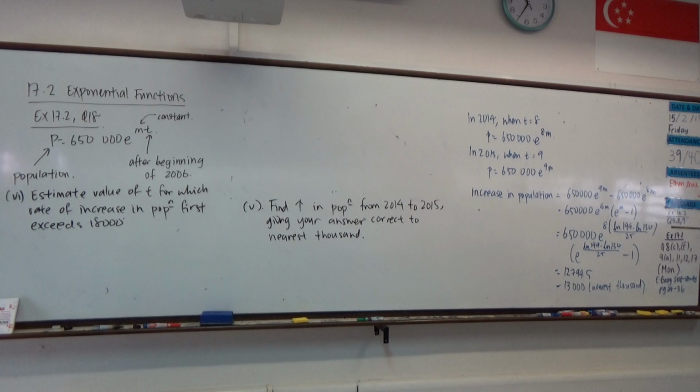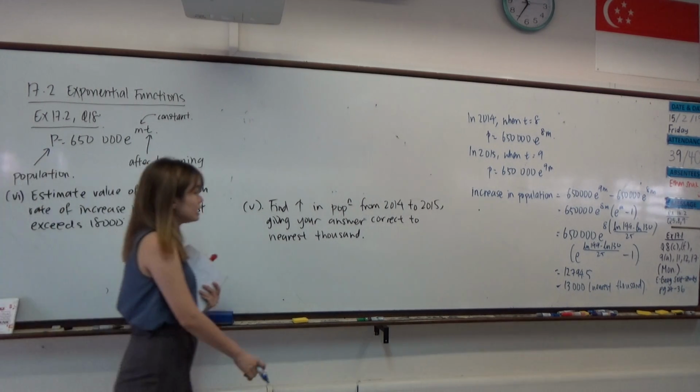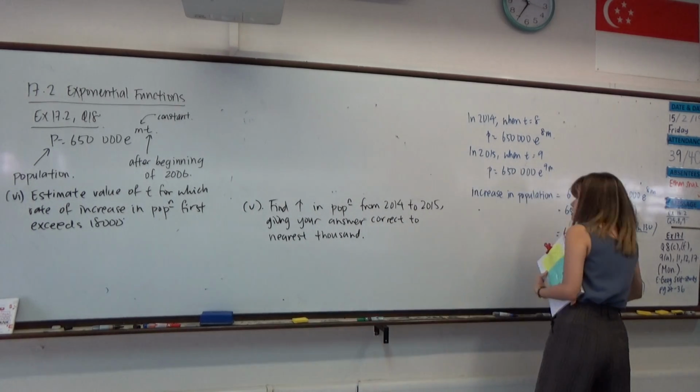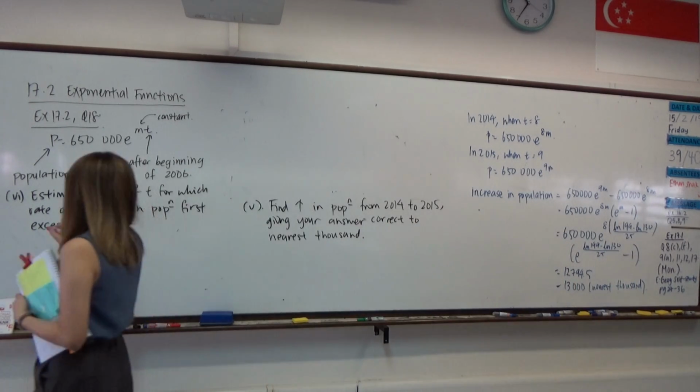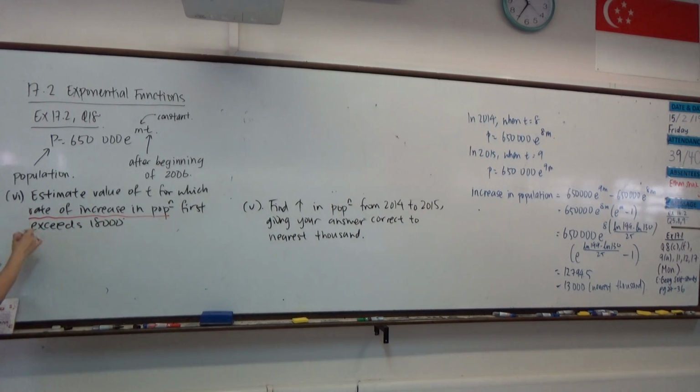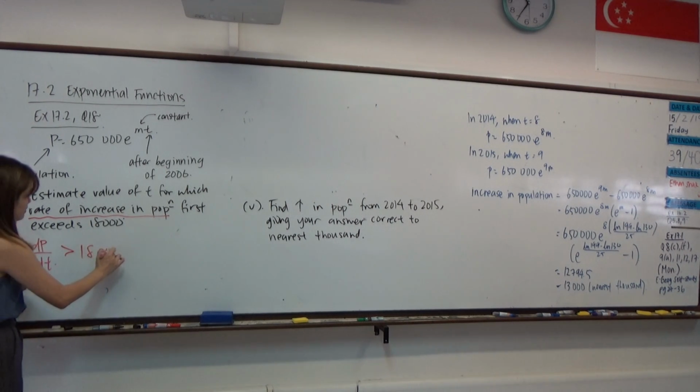So you find that the previous two parts are just your usual questions, doing substitution, which doesn't require any differentiation. Right, I want to look at part 6. We want to estimate the value of t for which the rate of increase in population first exceeds 18,000. Rate of increase in population refers to your dp over dt. Exceeding 18,000 would mean that it's more than 18,000.